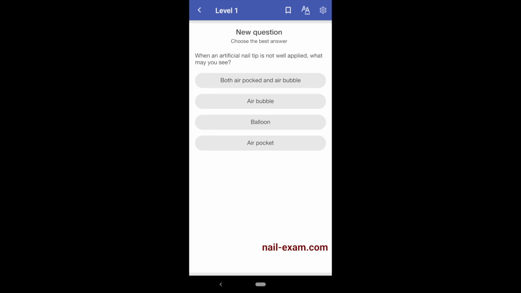When an artificial nail tip is not well applied, what may you see? Answers: A. Both air pocket and air bubble. B. Air bubble. C. Balloon. D. Air pocket. The answer is A.